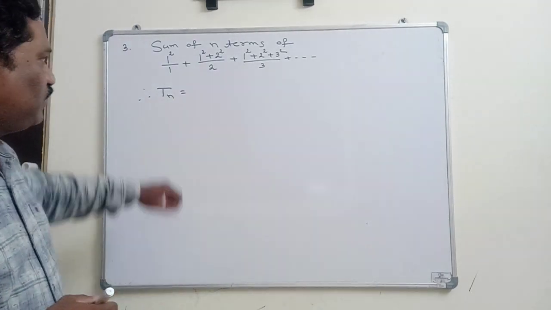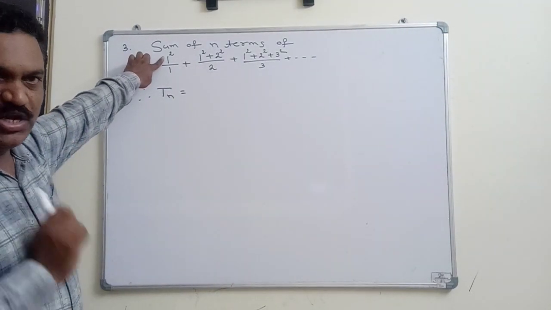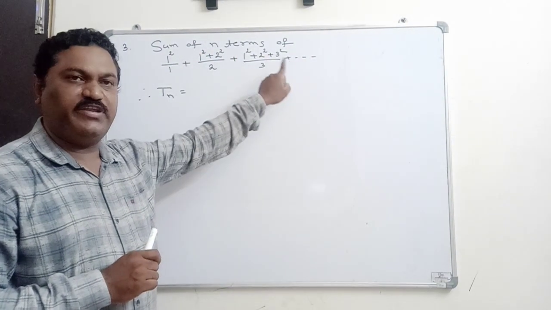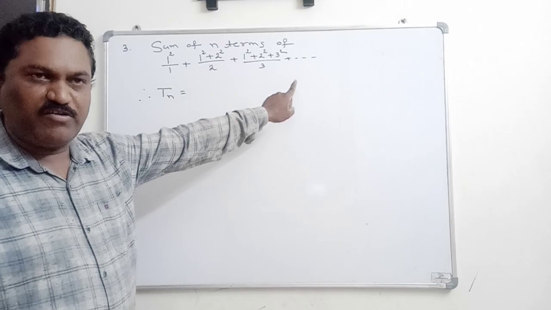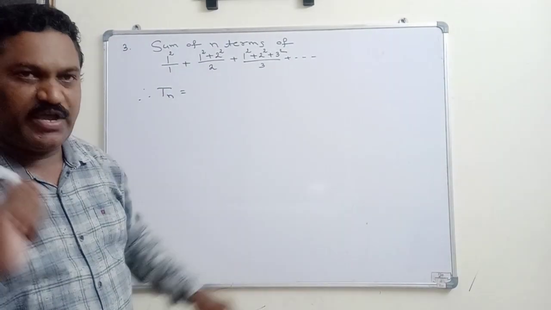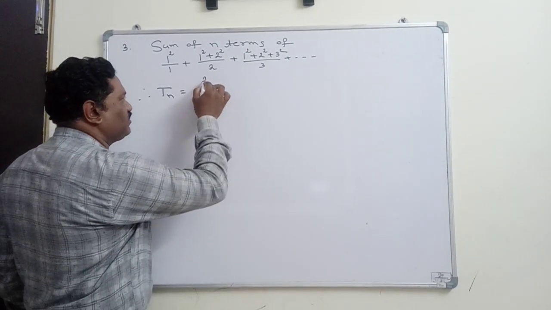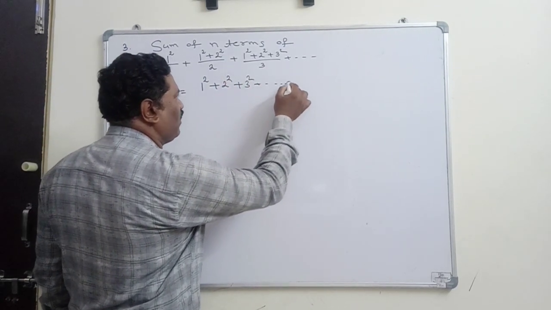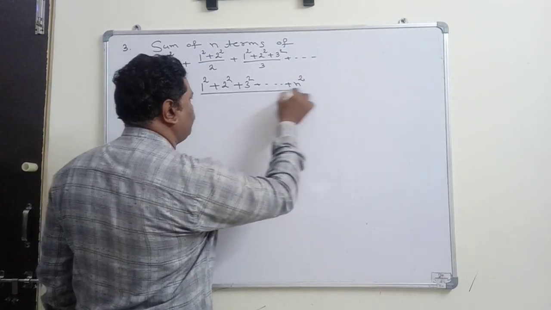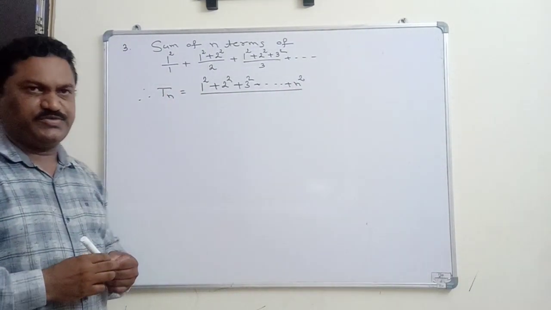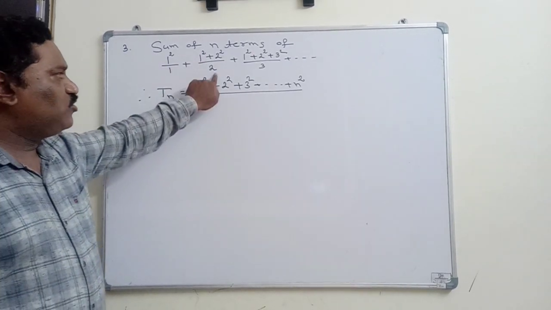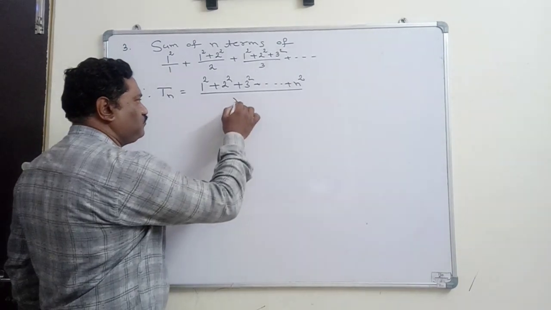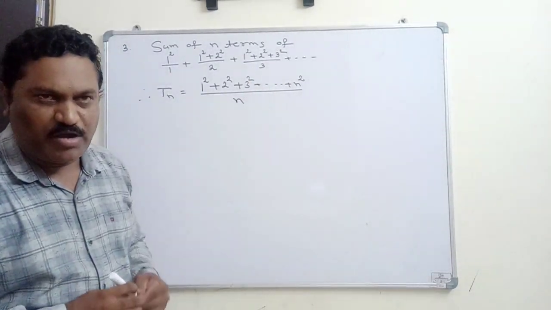If you observe the first term, in the numerator we have 1 square only. In the second term you can find up to 2 square. In the third term you can find up to 3 square. Therefore similarly in the nth term we can find the sum of the terms up to n square. So in the numerator you will get 1 square plus 2 square plus 3 square and so on up to n square upon, and observe the denominator terms. Here first term 1, second term 2, third term 3. So nth term obviously we will have n. So this will be the nth term of the given sequence.